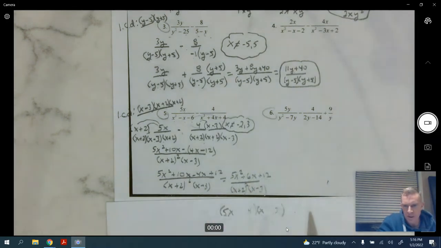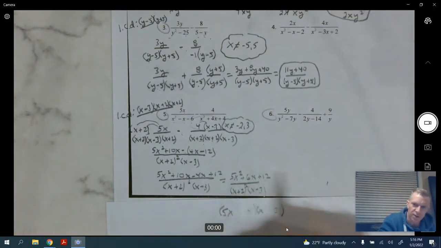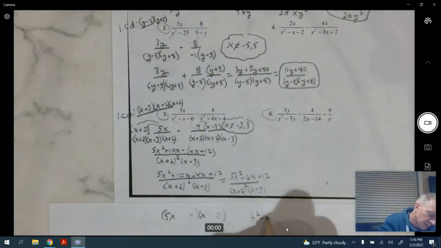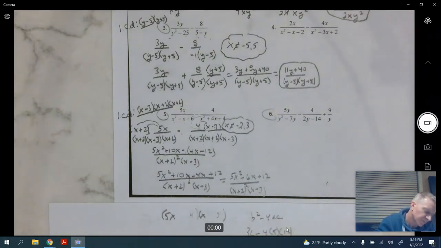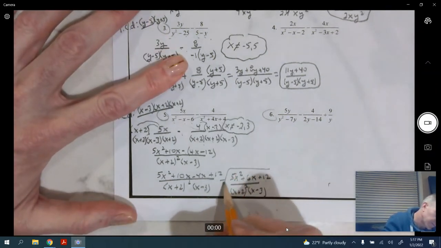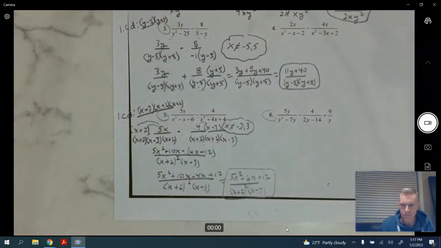Remember the way we can figure out if something factors? If the discriminant is a perfect square. So let's find the discriminant. B squared minus 4ac. So that's going to be 36 minus 4 times 5 times 12. Yeah, it doesn't look like that's going to factor. That's going to be 36 minus 20 times 12, which is 240. And that is certainly not a perfect square. Okay, so that doesn't factor. Okay, and those are only 2 restrictions.